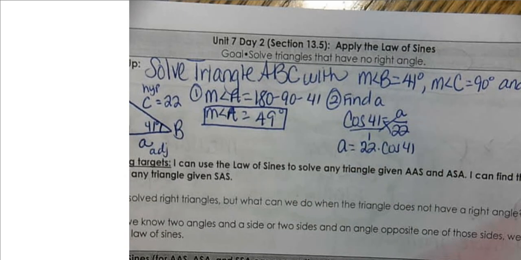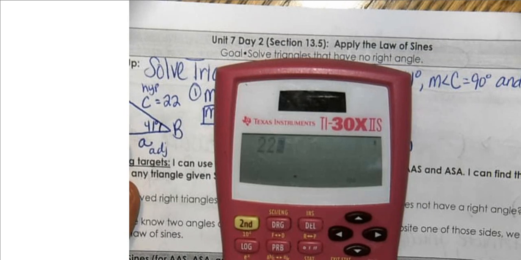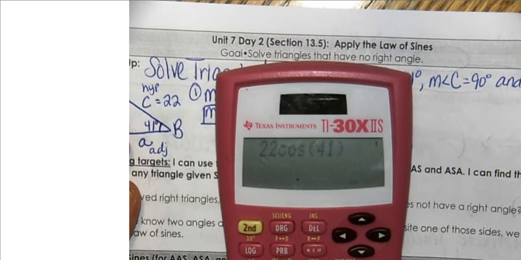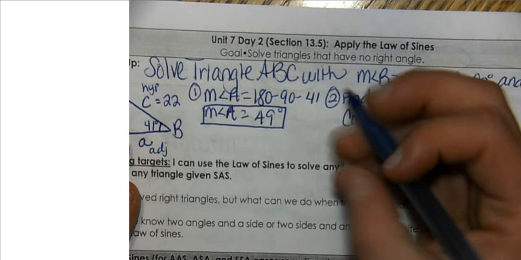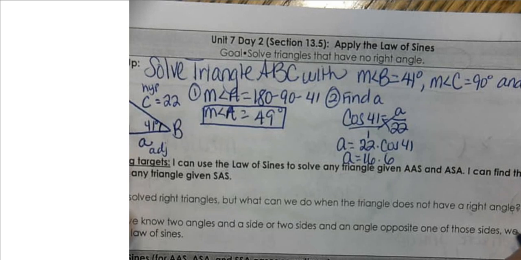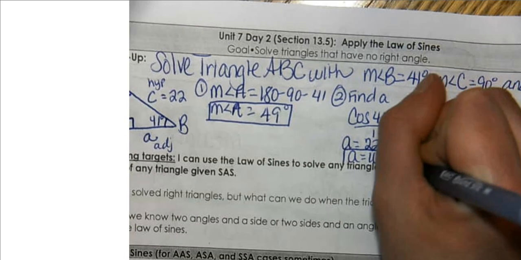Making sure that my calculator is in degree mode, I'm going to put in 22 times the cosine of 41 into my calculator. And when I do that, I end up with 16.6. So a is equal to 16.6. You can write 16.60 if you want. That's perfectly fine as well. So now I have found little a. And my last thing that I need to find is little b.